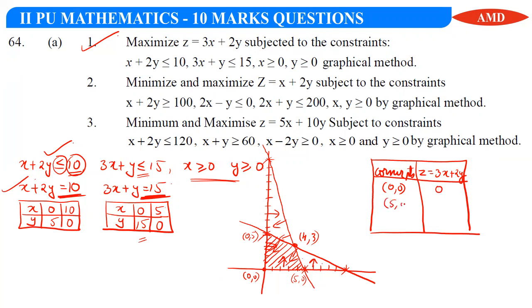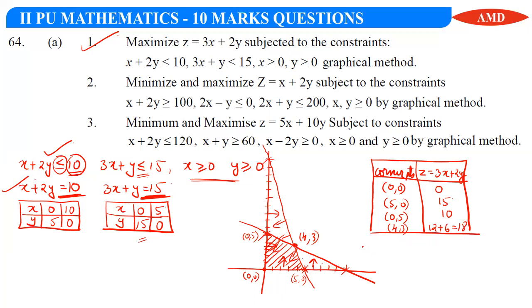At 5, 0, z will be equal to 15. At 0, 5, z will be equal to 10. And at 4, 3, z will be equal to 12 plus 6, so that is equal to 18. Yes. So the maximum value the objective function takes is 18 at the point 4, 3.